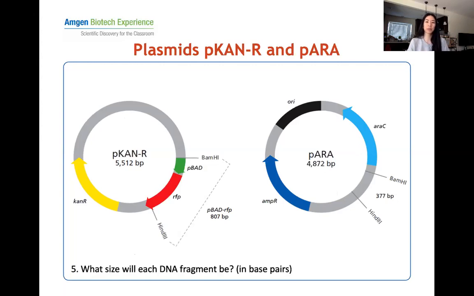All right, number 5. So since I gave you the answer to the last one, what size will each DNA fragment be in base pairs? So if you look at this plasmid, it tells you the size of the entire thing is 5,512. And then if you look right here, they tell you that this fragment, this piece, is going to be 807 base pairs. So given that information, you can figure out what would the length of this fragment be. And then same on the pARA, they tell you the total size, and they also tell you the size of this smaller fragment.